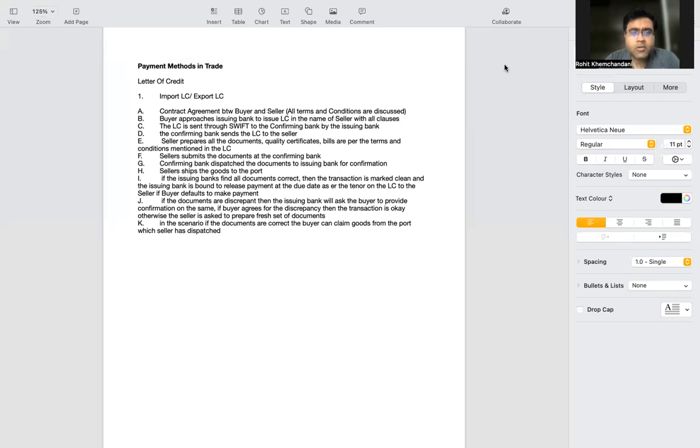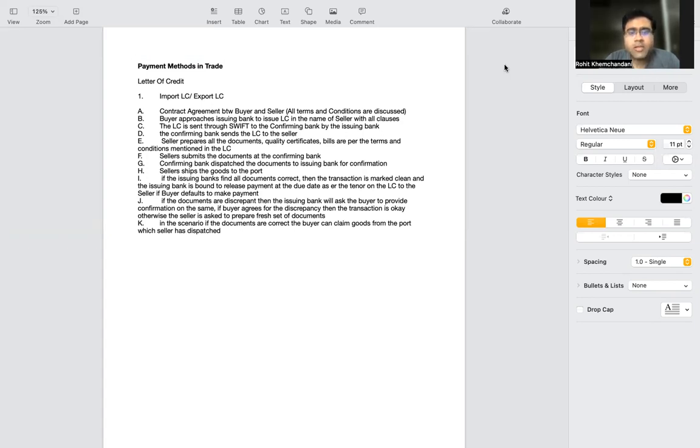The confirming bank or the advising bank, which is the seller's bank, will take this LC and go to the seller, saying this is the LC issued in the name of the seller, these are all the terms and conditions, and according to this, all the documents are to be prepared. Now the seller will prepare all the documents, quality certificates and bills as per the terms mentioned in the LC. The seller will send the goods to India through the port, and at the same time share the documents with the seller's bank. The seller's bank will then submit all the documents to the issuing bank.